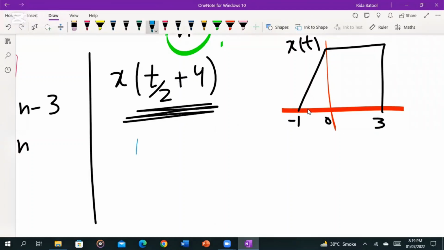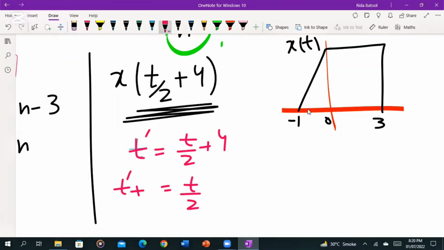You have to take it equals to any dummy variable, t prime, for example. Make t the subject. t prime minus 3 divided, minus 4. Now, multiplied by 2.